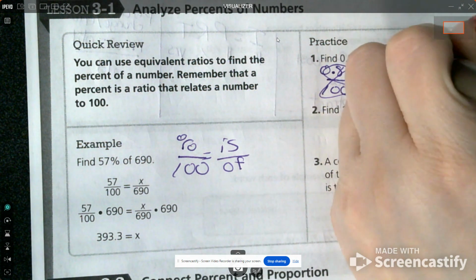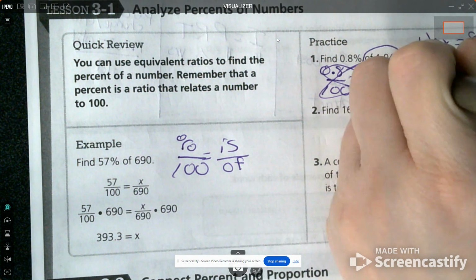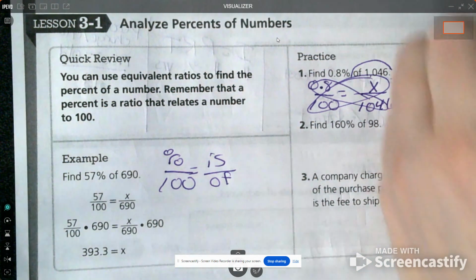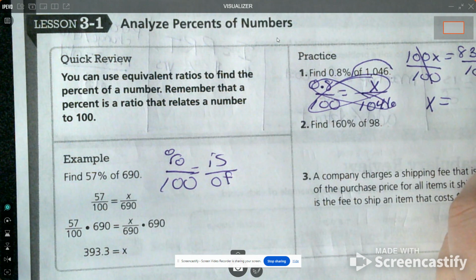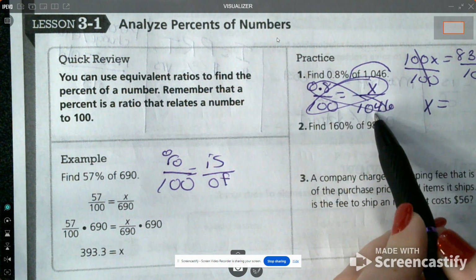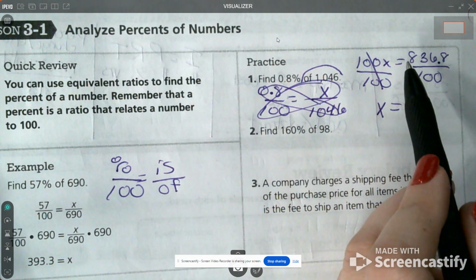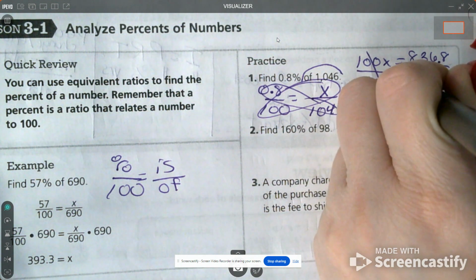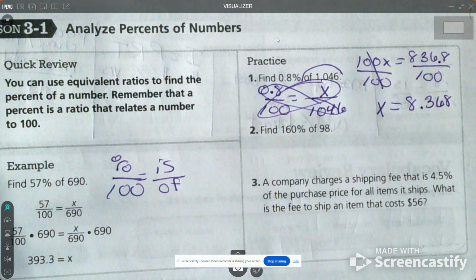8,368. And then how do I solve it? I divide. So x would be 0.8. Okay, so Rylan, this should actually be 836.8. Chances are you just did 8 times 1,000, but it's supposed to be 0.8 times 1,000. So it's 836.8, and when you divide it by 100, it becomes 8.368. You had the right numbers, your decimal just wasn't in the right place, which tells me that you probably didn't put the decimal in the right place initially.